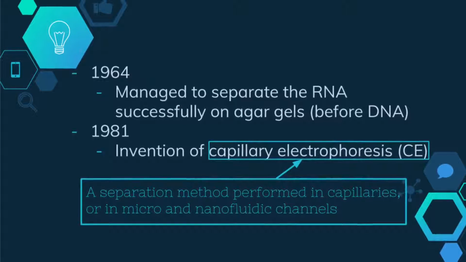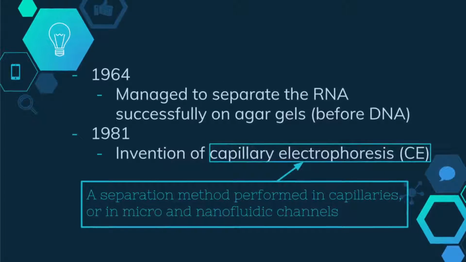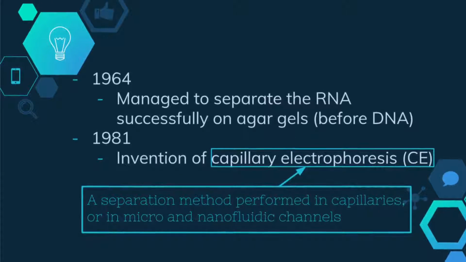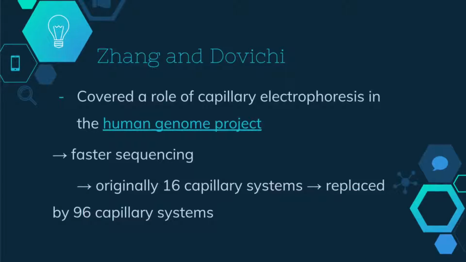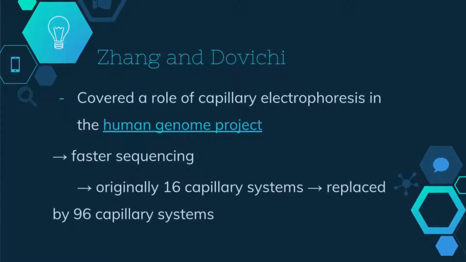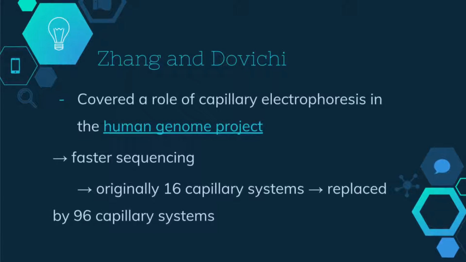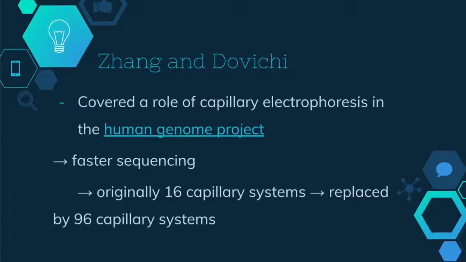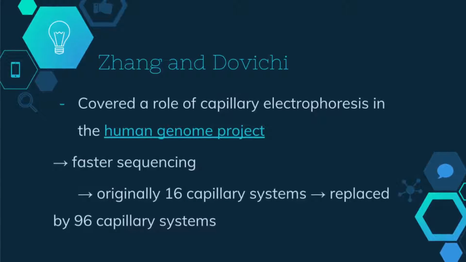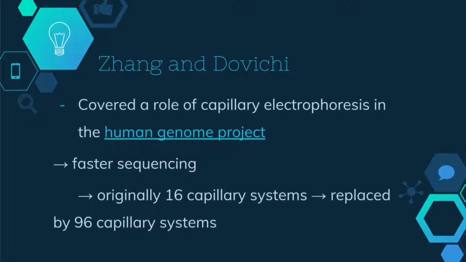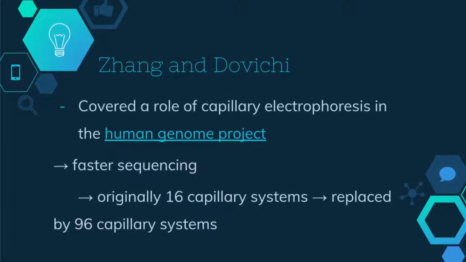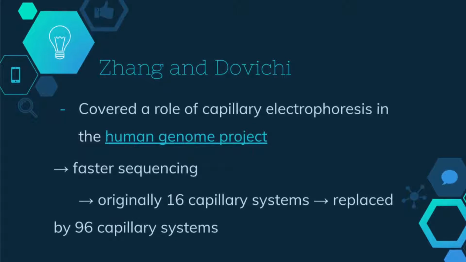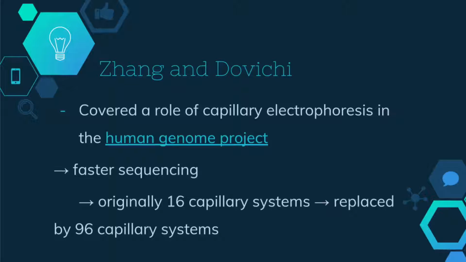In 1981, they invented capillary electrophoresis, which is a separation method performed in capillaries, or in micro and nanofluidic channels. The role of CE in the Human Genome Project has been covered by Jung and Devaki. The Human Genome Project finds DNA sequences associated with diseases such as diabetes and cancer. It also provides important new technologies for the private sector, including agriculture and medicine. The original 16 capillary systems have been replaced by 96 capillary systems to improve faster sequencing.